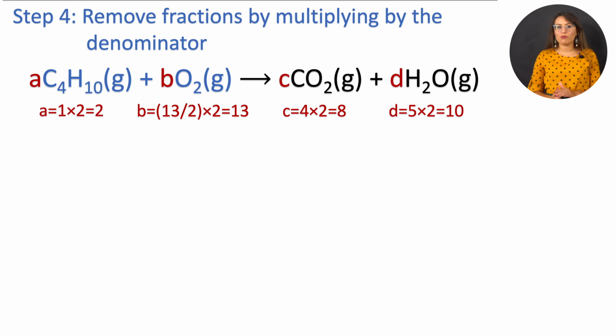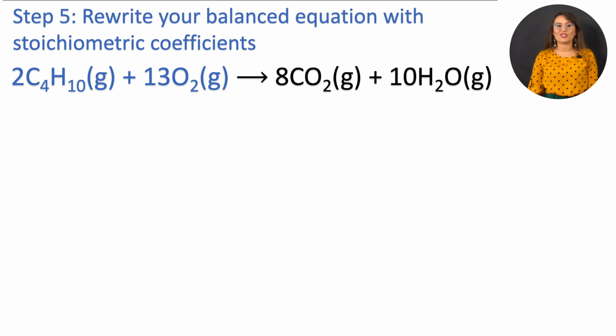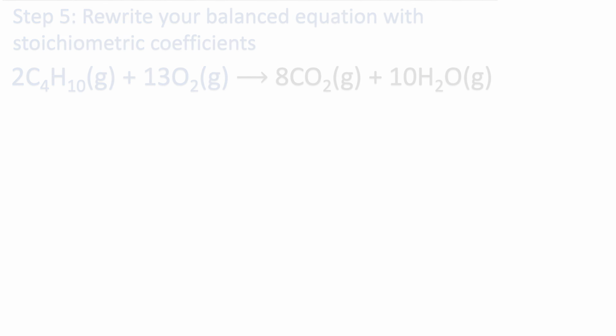Our last step is to remove fractions by multiplying by the denominator. Our final balanced equation is 2C4H10 reacts with 13 O2 to produce 8 CO2 and 10 H2O. Make sure to watch the worked out examples for more practice on balancing equations.